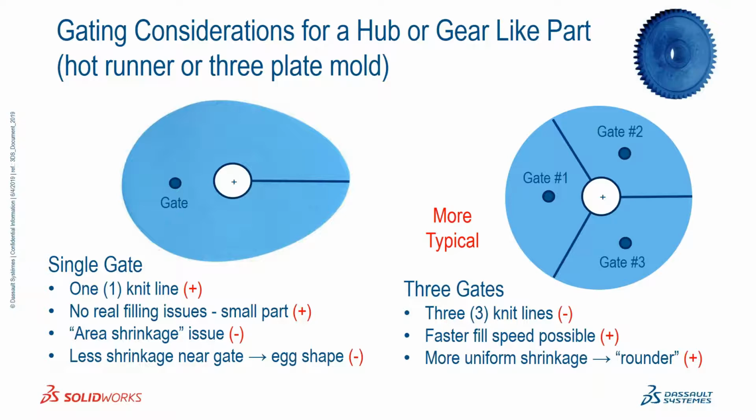On the other hand, because we now have more gates, we can fill the mold at a faster injection rate. So the time required to fill the mold would be reduced. So yes, we have more knit lines, but the quality of each of those knit lines would be better than a single knit line. So it's always a balance of introducing more knit lines by introducing more gates, which again has its benefits, but then we have this disadvantage associated with the knit line.